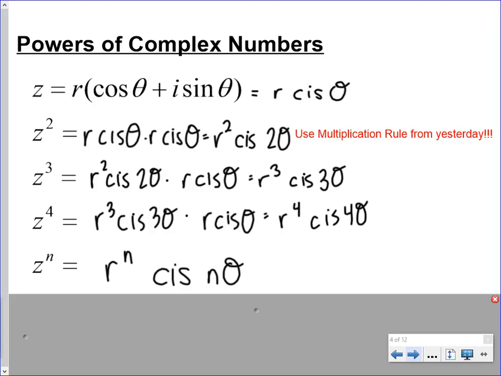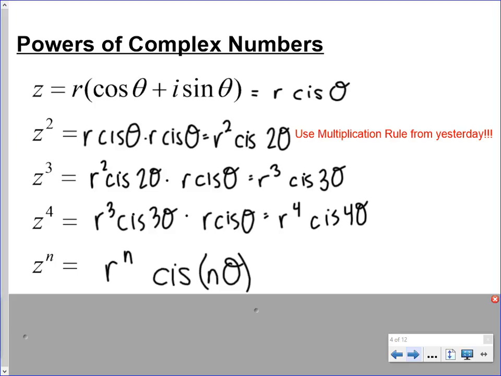Should look something like this: r to the n, kiss, n theta. Important to note, n and theta must be multiplied before you do cosine or sine. So if you wanted to, you could add a group of parentheses there. But I think most of us understand that we have to multiply that first, and we're not just doing kiss of n and then multiplying by theta.